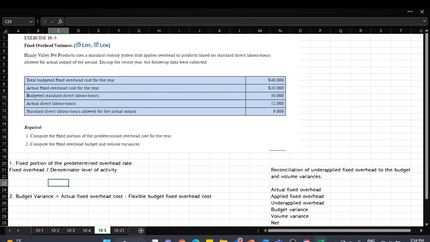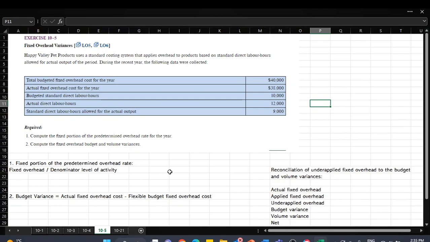Okay, final video for chapter 10. We're doing 10-5 and 10-21. First, we're looking at our fixed overhead variances. So we have Happy Valley Pet Products using a standard costing system. We have their total budgeted fixed overhead, actual, budgeted standard direct labor hours versus actual, and then the standard direct labor hours allowed for actual output.